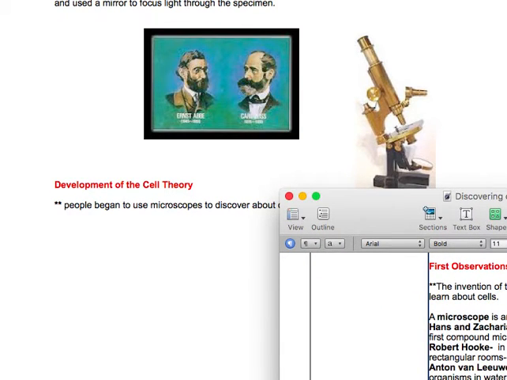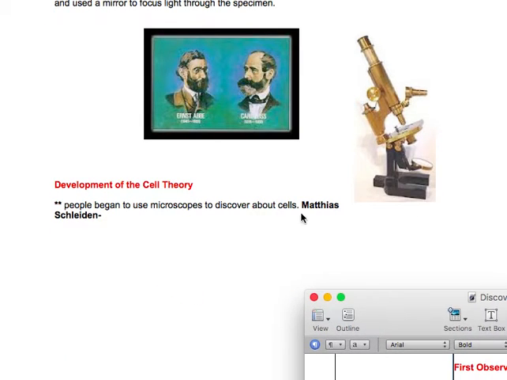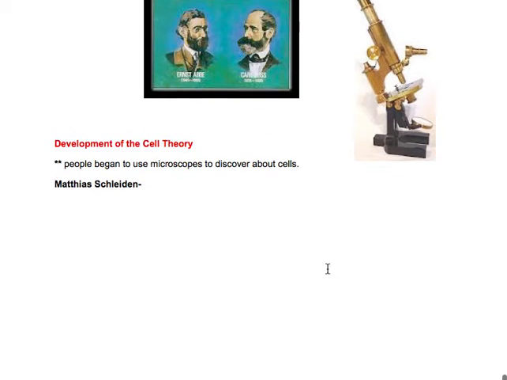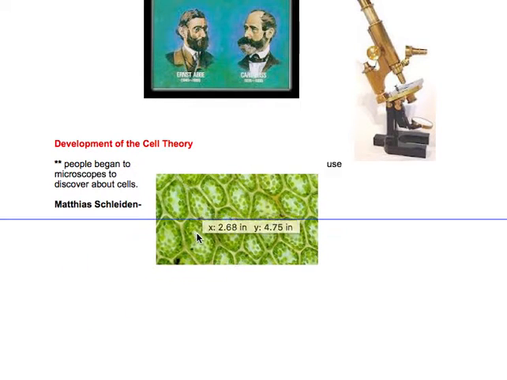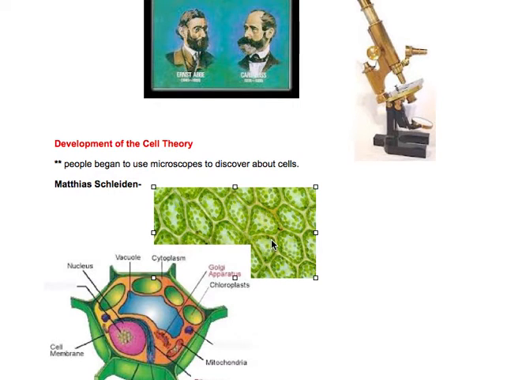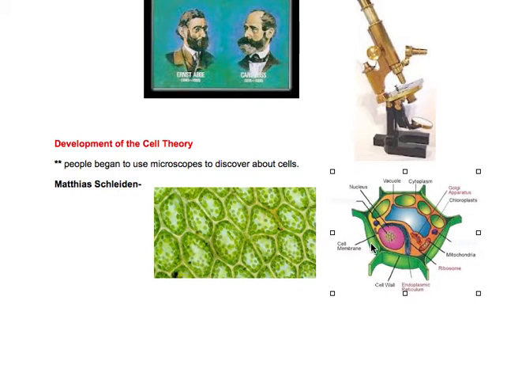The first guy, Matthias Schleiden, looked at a lot of plant specimens on a microscope. And over time, looking at all these plants, he could see that they always looked kind of similar, and they had these little boxes, and he came up with the idea that all plants are made up of cells. And here is an example of a plant cell, and you will learn a lot more about this, and you'll be able to name all those little parts called organelles in a few weeks. So that's Schleiden.